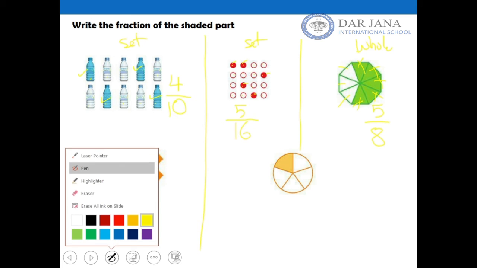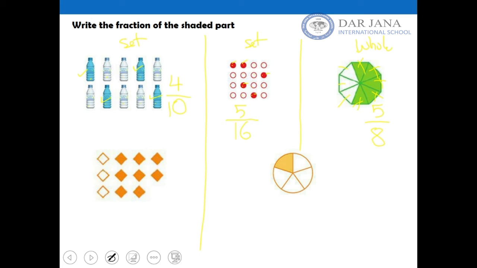Now for this example at the bottom, we're going to count all the shapes: 1, 2, 3, 4, 5, 6, 7, 8, 9, 10, 11. So they are out of 11. And the shaded ones are 1, 2, 3, 4, 5, 6, 7, 8. So they are 8 out of 11. I guess now it gets easier. Here I need to count the total number of shapes: 1, 2, 3, 4, 5. So it's out of 5. And only one of them is shaded.